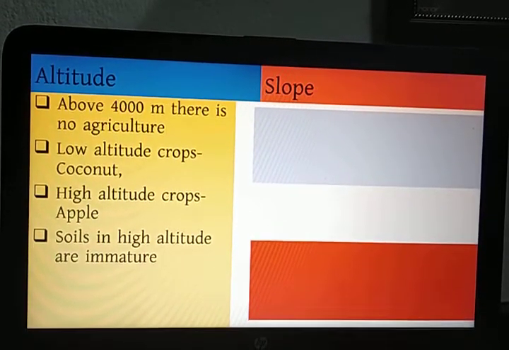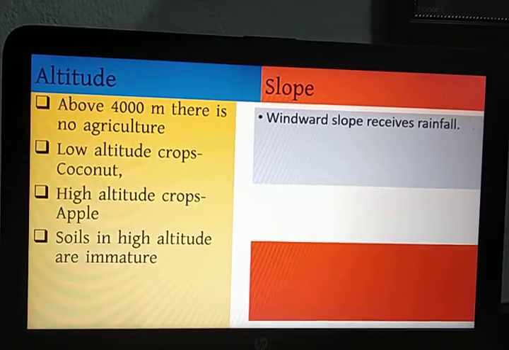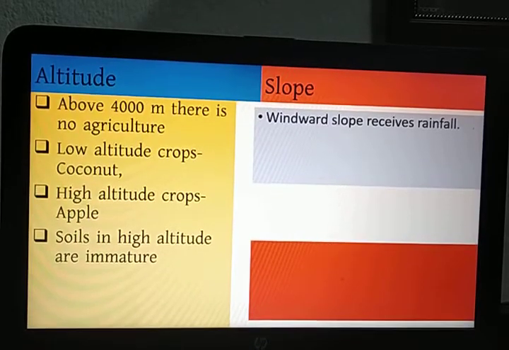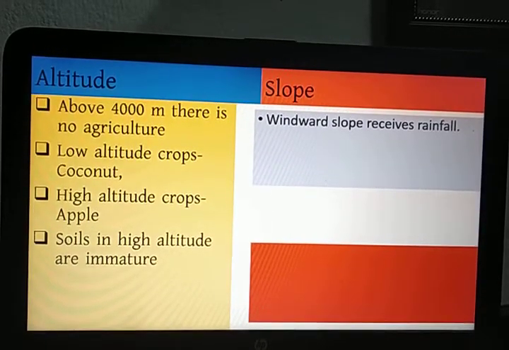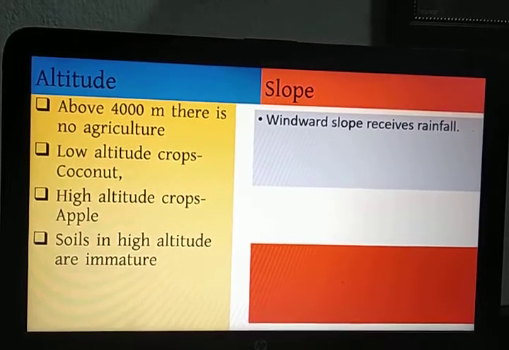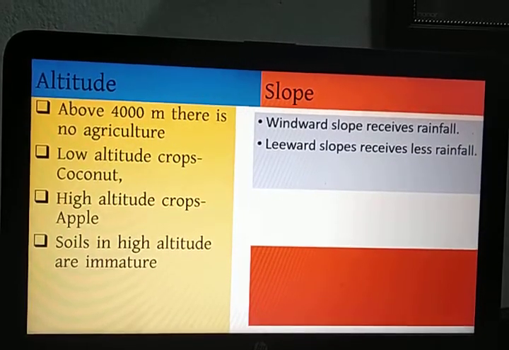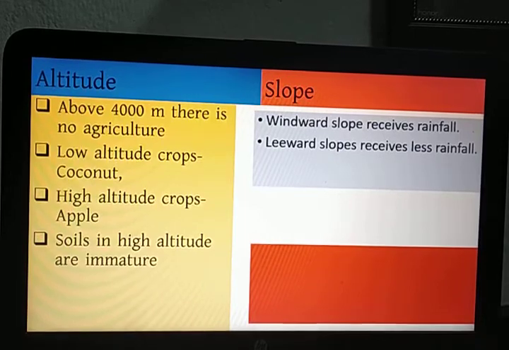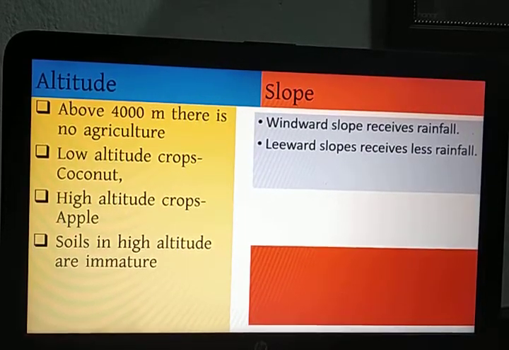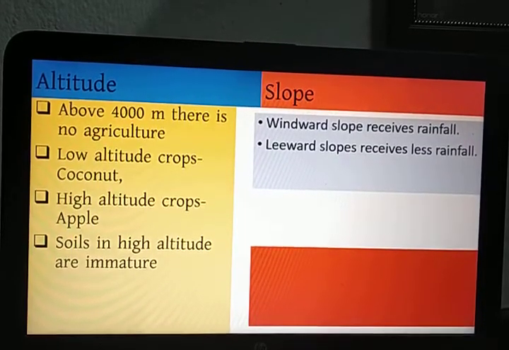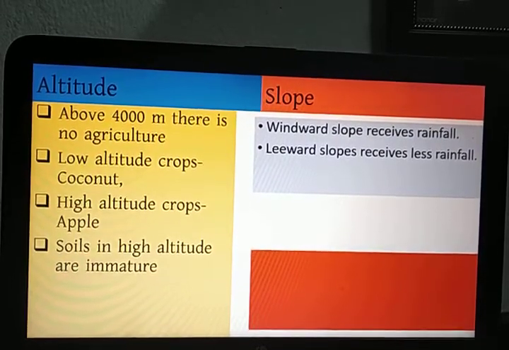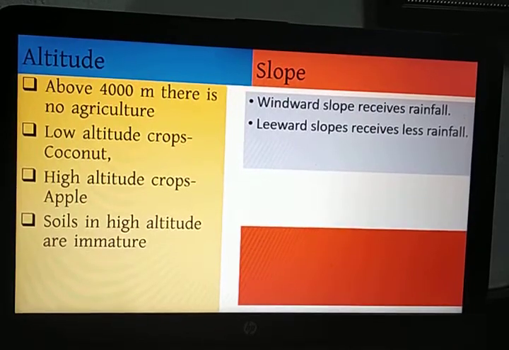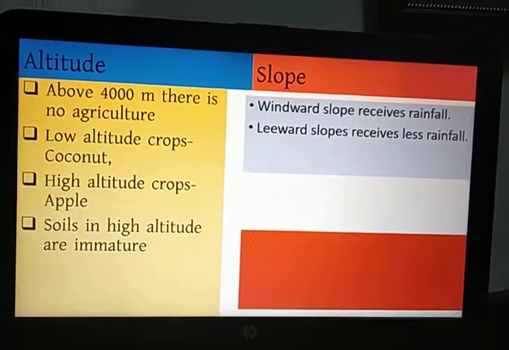What is the contribution of slope? Windward slope receives rainfall. Normally, if the windward slope receives rainfall, there is a scope of agriculture. But the leeward side of a hill or mountainous area does not receive any rainfall or receives less rainfall. That is why agriculture is impossible on the leeward side.